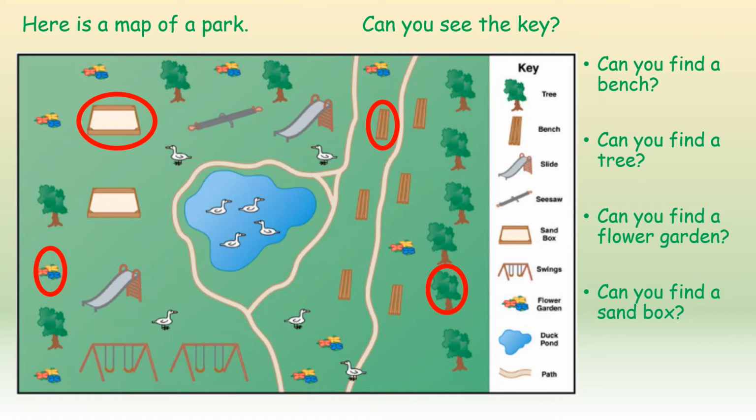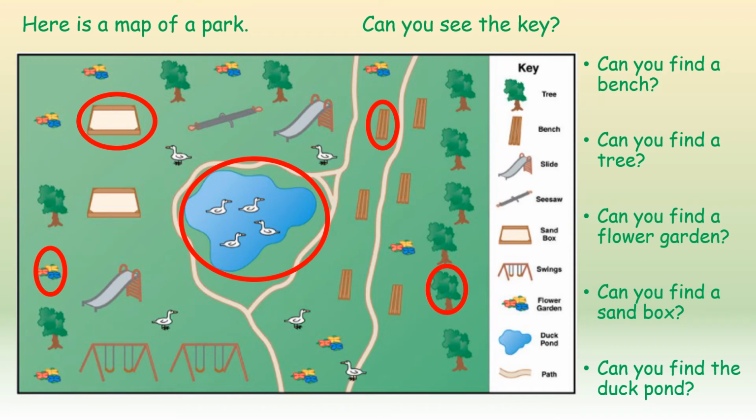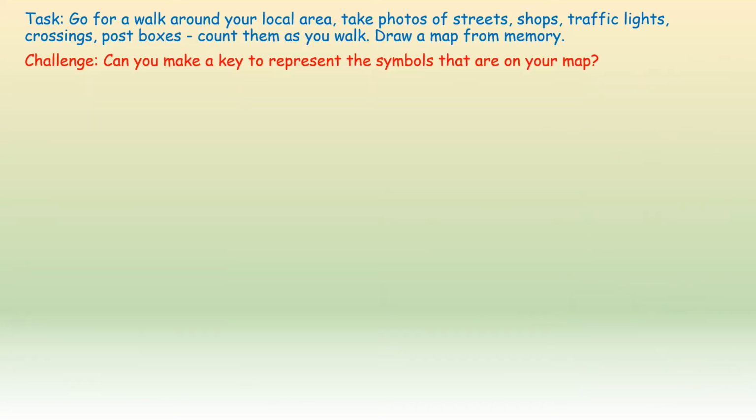Now use the key to help you find the duck pond. And we know the duck pond is in the middle of the map. Well done. So what you have just done is you have read a map. You have used the key to help you identify the symbols that are on the map, and you have pointed out the different objects that are on the map. Well done. So now it's your turn.